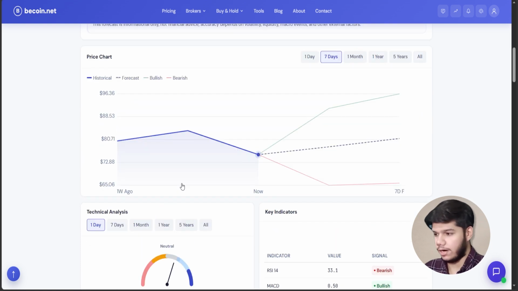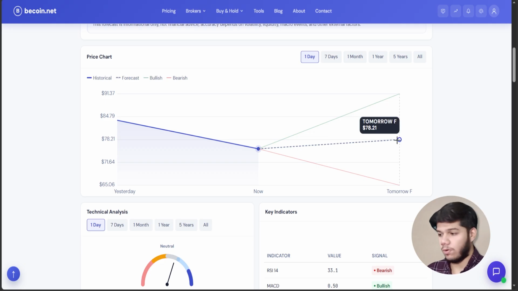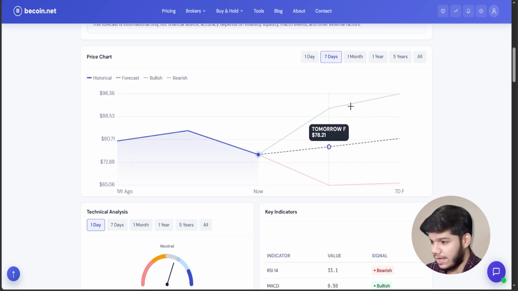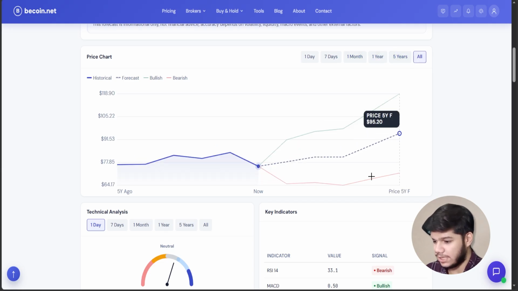Let's talk about the price chart. So here you can see the 1-day price chart, which is now $75.55. And tomorrow could be a $78.21 prediction. Similarly, 7 days, 1 month, 1 year, 5 year, and again the all section.